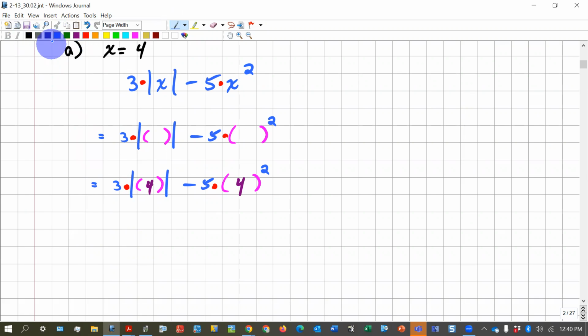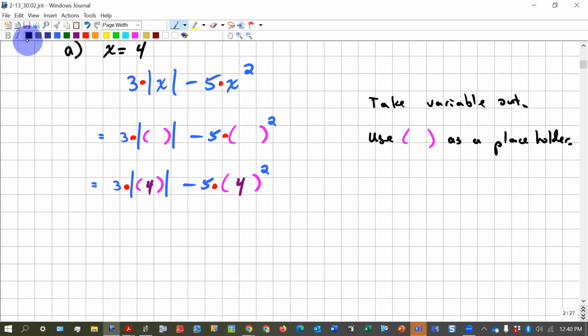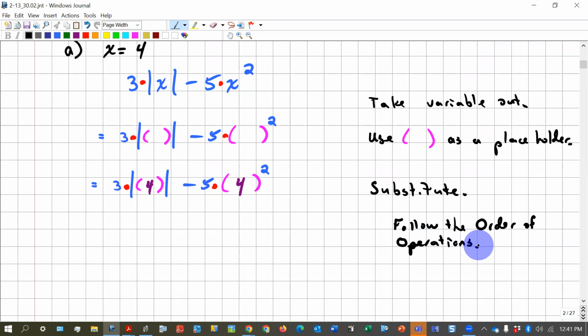So we take the variable out. We use parentheses as a placeholder. Then we substitute. And then we follow the order of operations.